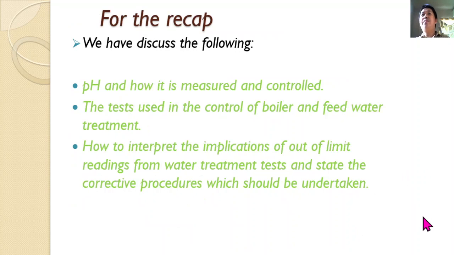So for the recap, we have discussed the following: pH and how it is measured and controlled, the tests used in the control of the boiler and feed water treatment, how to interpret the implication of out of limit readings from water treatment tests, and state the corrective procedures which should be undertaken. So we have discussed that.